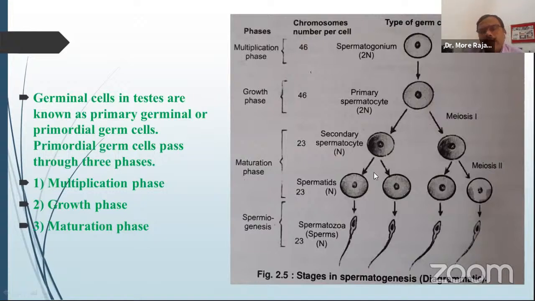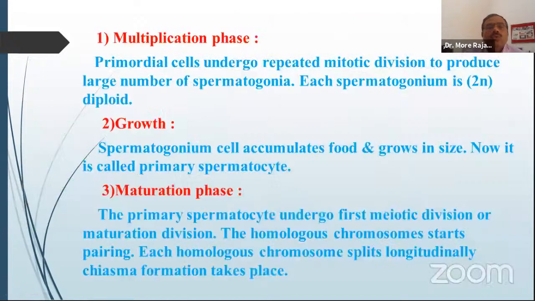meaning one secondary spermatocyte divides into two spermatids, and each spermatid, which consists of the haploid number of chromosomes, is converted into a spermatozoon or sperm. The conversion of spermatid into spermatozoa is called spermiogenesis. So this is all about the stages of spermatogenesis: the multiplication phase, growth phase, and maturation phase.